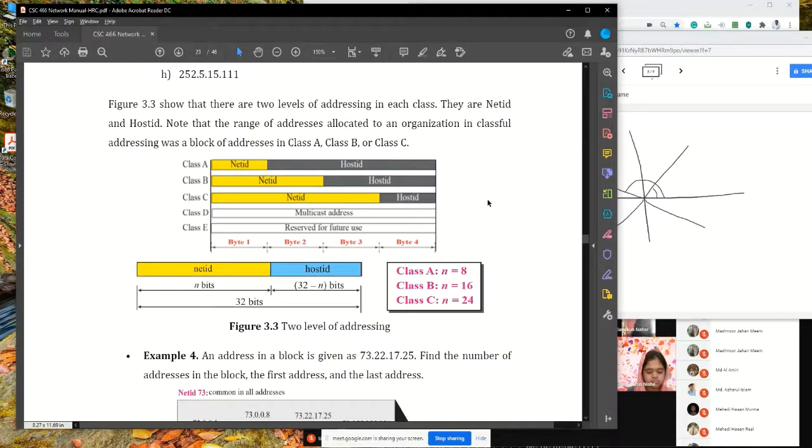I hope you know what the network part is. Whenever we say that an IP address has a network portion and a host portion, what do you understand by the network part or network ID of an IP address? Yes, correct. It's actually a group of addresses, a unique address of a group of computers.